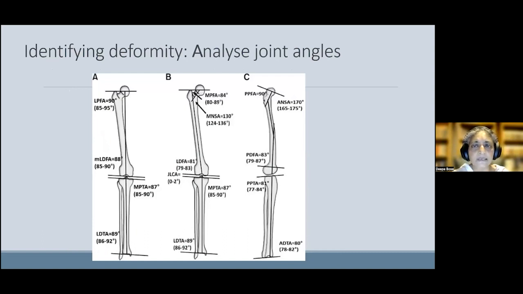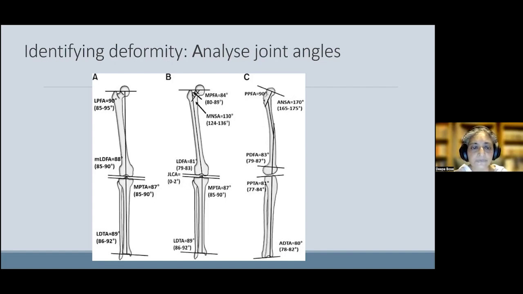Following drawing our mechanical axis, the next step is to analyze the joint angles. So the joints of the hip, the knee, and the ankle all have a range of normal angles, and you can see those angles in this picture. And so you need to know what the normal joint angles are before you can identify whether they're abnormal or not. And so it's quite important to determine whether the joint angles are normal, because if they're abnormal, that may indicate a deformity around the joint.